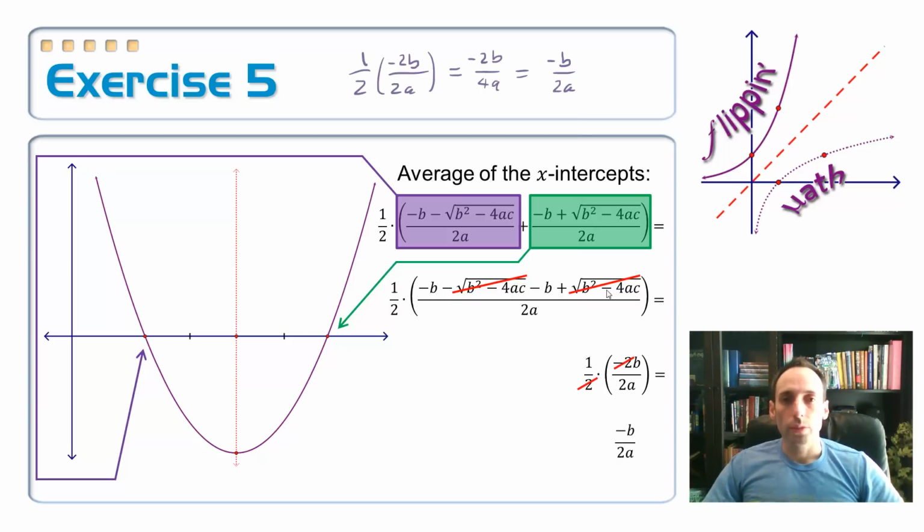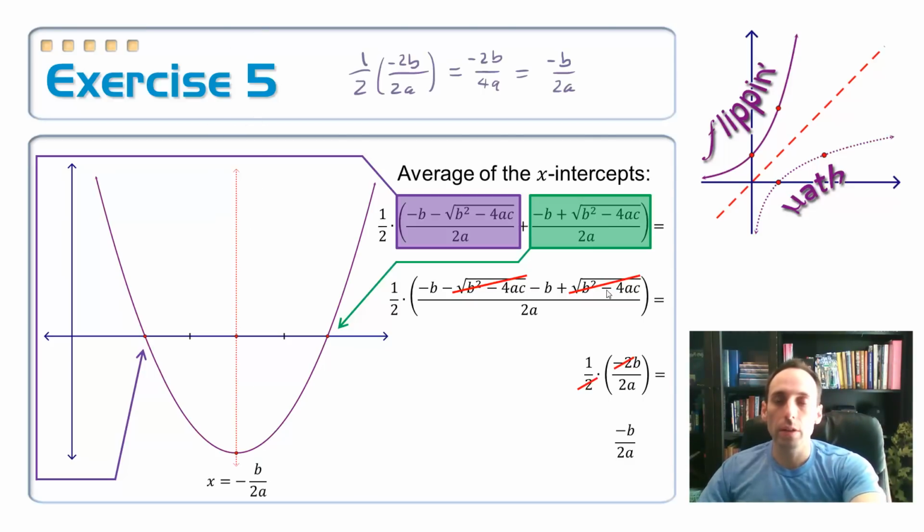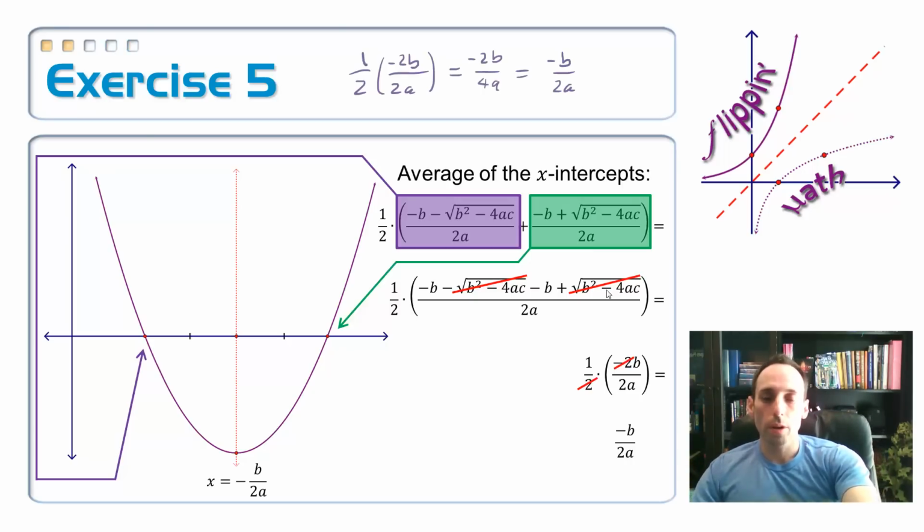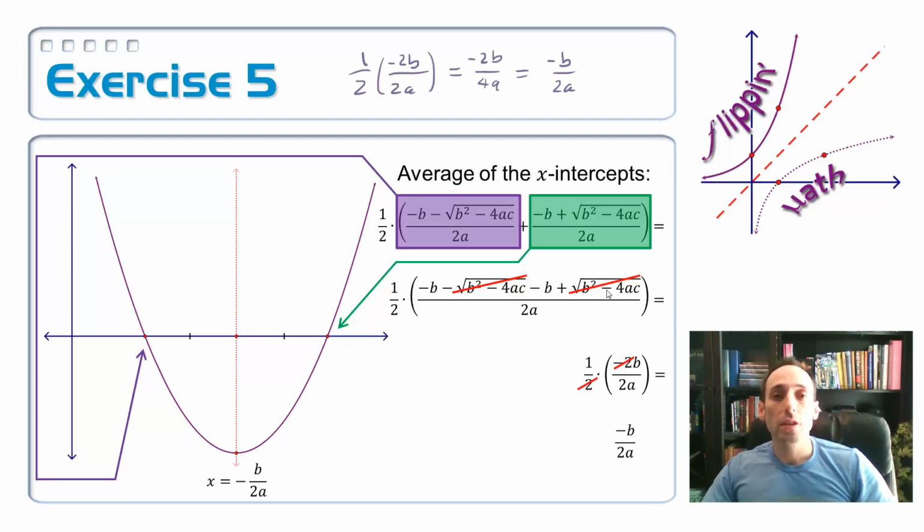So what did we just find? We found the x-coordinate of the midpoint between the two zeros, which is also the equation of the axis of symmetry right there. So what I'm going to do next is take that value and put it back into the quadratic equation to find out what the y-coordinate is going to be.